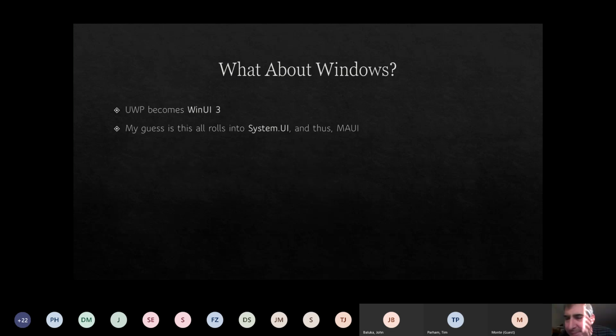Now, what about Windows? Microsoft at Build talked about they're coming out with WinUI 3. So UWP is basically becoming WinUI 3. My guess, this is my guess, they didn't speak to it, is that all of this is going to end up rolling into System.UI. And so my guess is UWP eventually is going to become MAUI. So I'm hoping, because I'd like to see just UWP and all this stuff, like these new names, go away, and you just write everything with MAUI. So we'll see. We'll see.